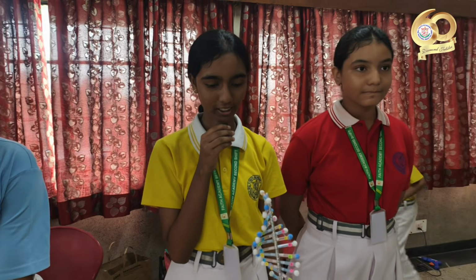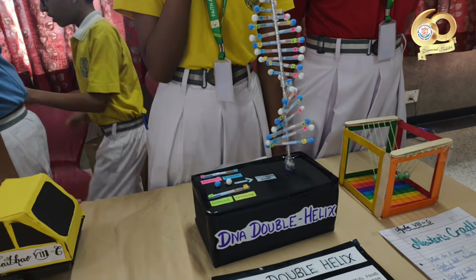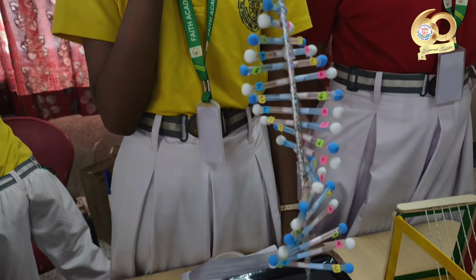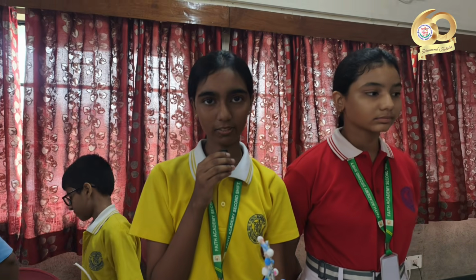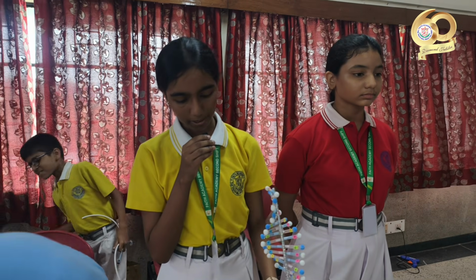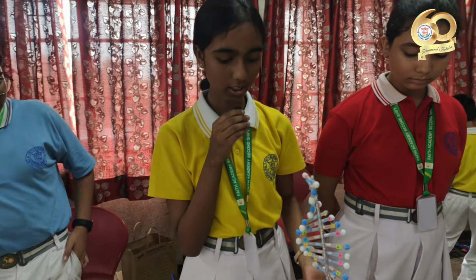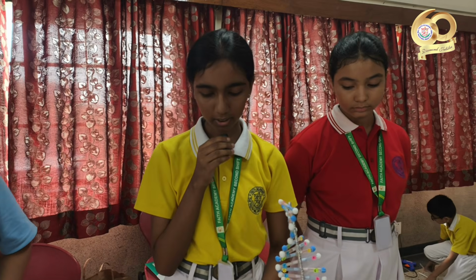My model is about DNA. DNA, also known as deoxyribonucleic acid, is the genetic material that is found in almost all living organisms. I made this model out of eco-friendly materials such as straws and a shoebox.